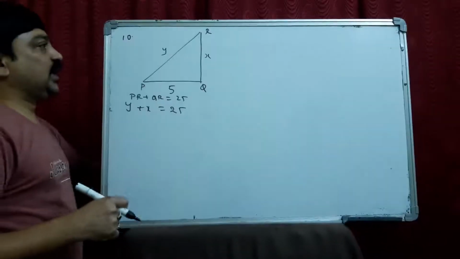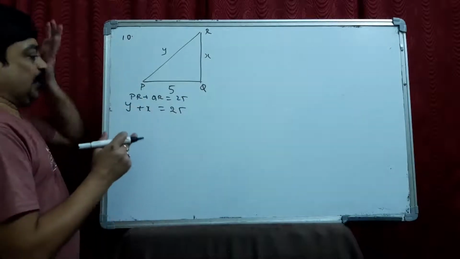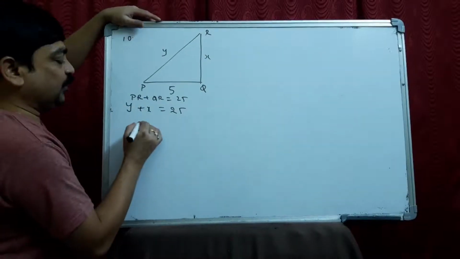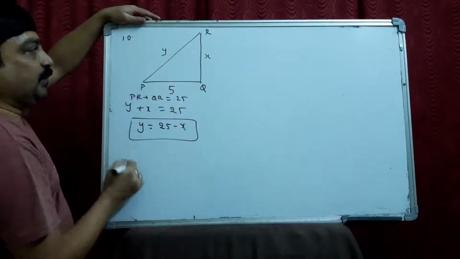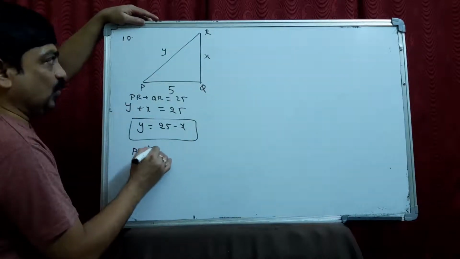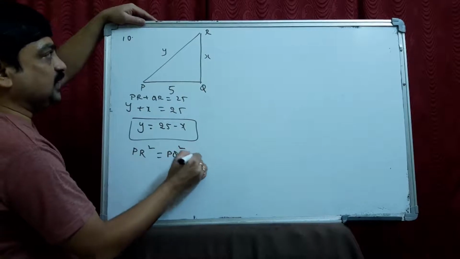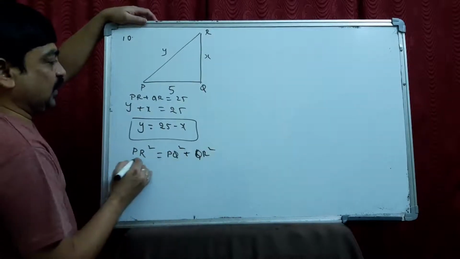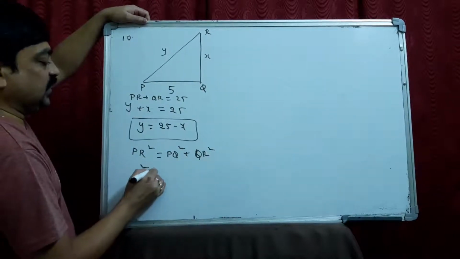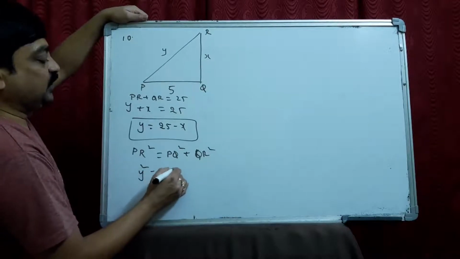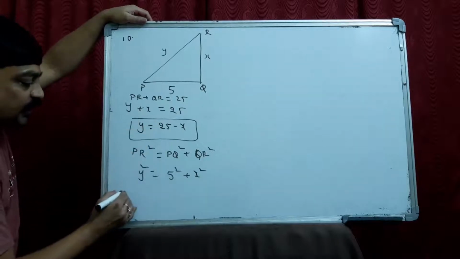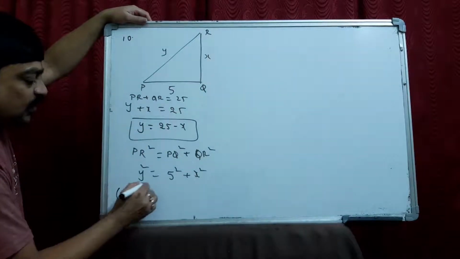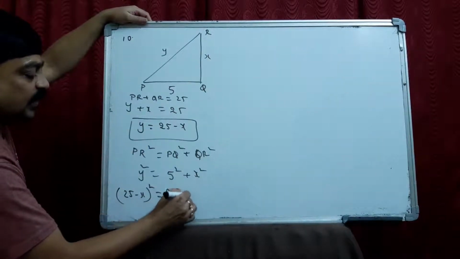So let us find out the unknown values first of all. X plus Y is 25, so you can take Y as 25 minus X. When we take Pythagoras, we know PR square is PQ square plus QR square. So Y square is equal to PQ, which is 5 square, plus QR, which is X square. But what is Y? 25 minus X whole square equals 25 plus X square.